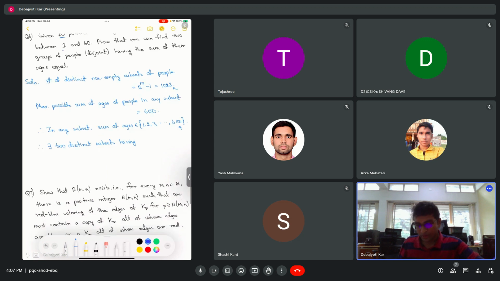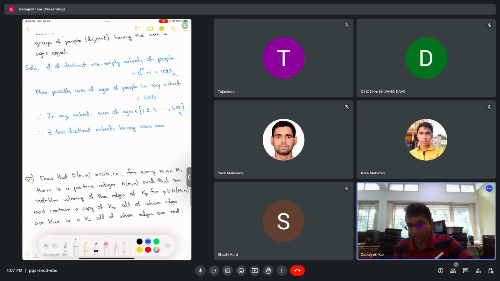So there will exist two distinct subsets having the same sum. Right? But now these two subsets may not be disjoint. They are distinct subsets.